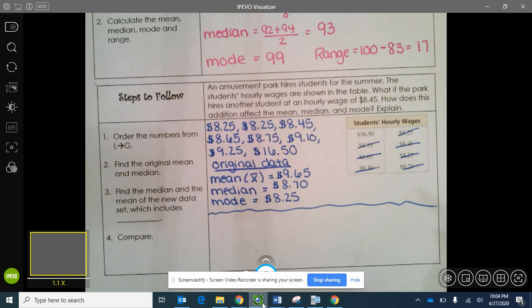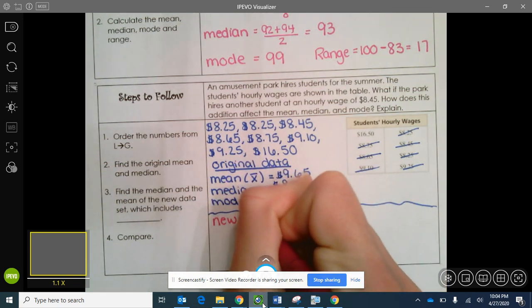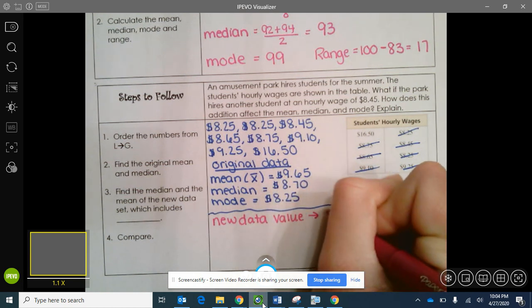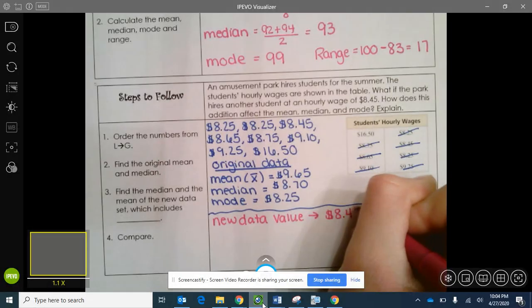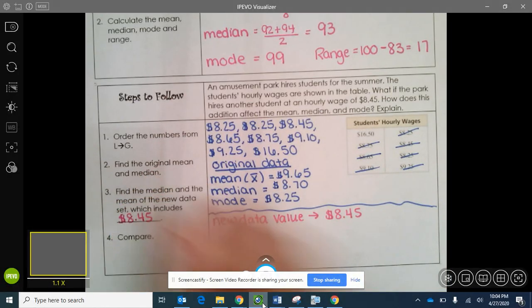So we want to take a look at what's going to happen when we add in a new data value. The new data value that we're going to add in is $8.45. Now you can do this in a couple ways. You can simply take this data value, add it in, and recalculate the mean, median, and mode. That would be perfectly fine.